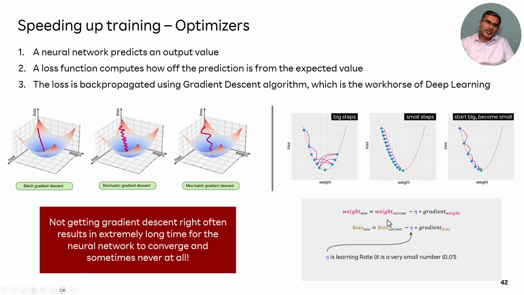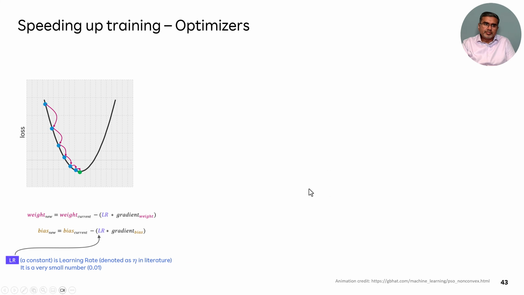But the key takeaway here is that not getting gradient descent right results in an extremely long time for the neural network to converge, and sometimes it can never converge too. So obviously, there's a lot more work that can be done on top of mini batch gradient descent to make it much faster, more optimal, and so on. But let's try to understand that in a little bit more detail here.